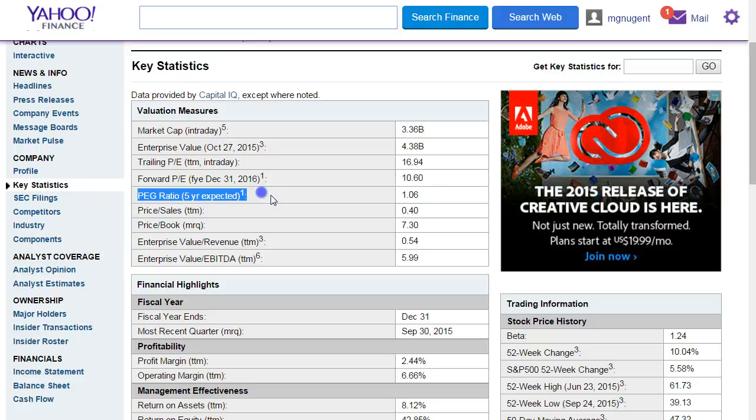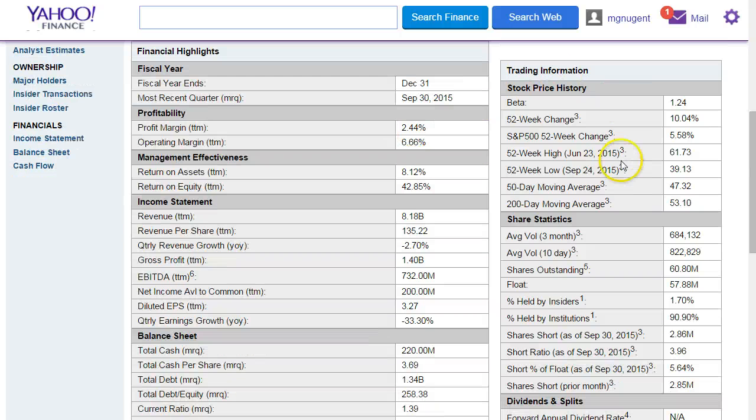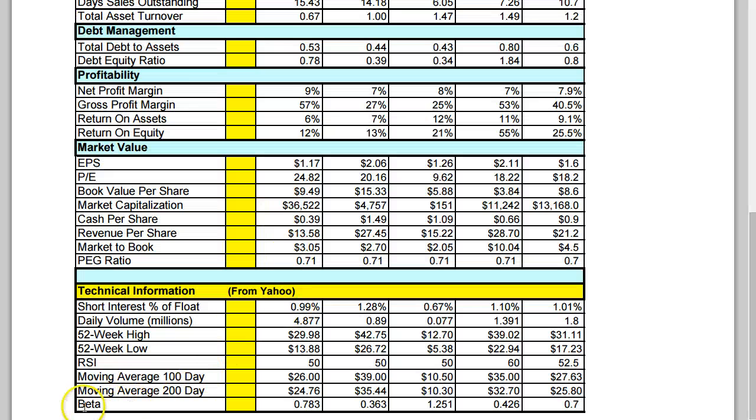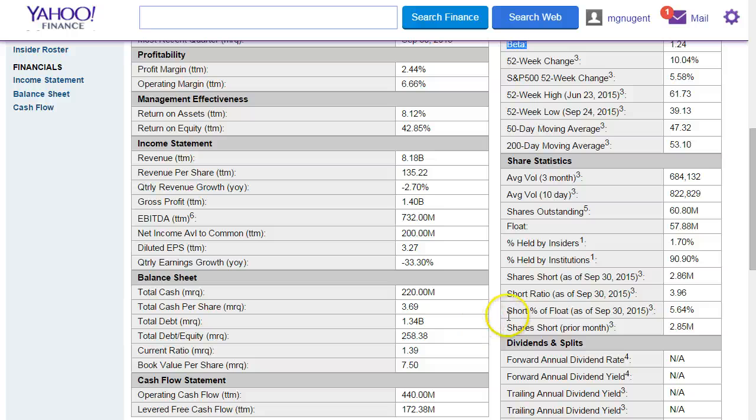So here's the PEG ratio, and again, you're not going to calculate it, just copy this into your spreadsheet for your PEG ratio. And over here on this side, you're going to find beta, which might be an interesting one to add to your spreadsheet. Oh, it is here, so there's beta. And we want to look at the short interest percentage of float. That's right here.